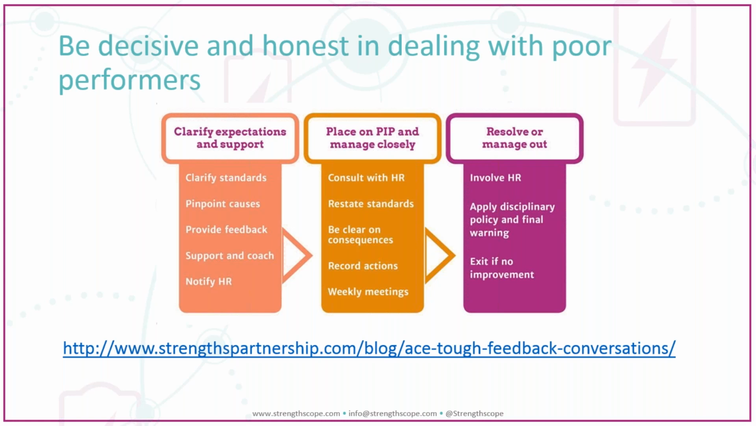If they're not improving, then they should be put on a performance improvement plan, managed very closely, and then ultimately managed out if they're still not improving. But obviously HR should be involved as early as possible in that process. And we've actually got a blog that I produced about how to ace tough feedback conversations. But as I say, the key thing is to be adult and honest in having those conversations.